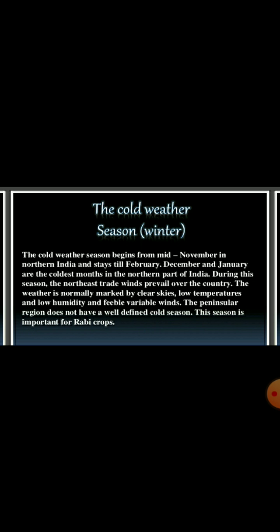The weather is normally marked by clear skies, low temperature, low humidity, and feeble variable winds. The peninsular region does not have a well defined cold season. This season is important for rabi crops.